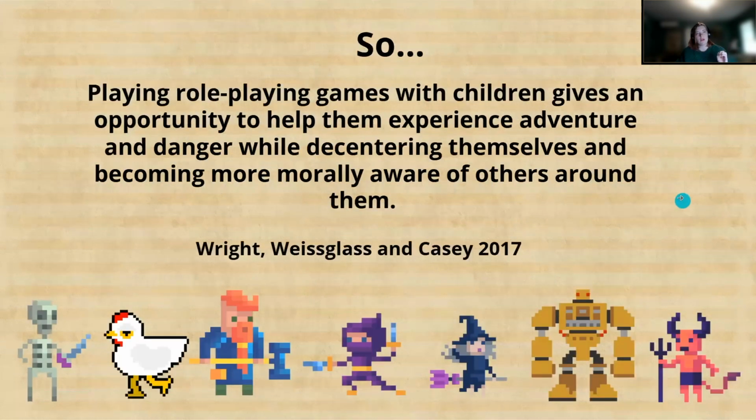So ultimately, I want to go back to that quote. Playing role-playing games with children gives an opportunity to help them experience an adventure and danger while decentering themselves and becoming more morally aware of others around them. And given that, we have a responsibility to be purposefully thoughtful about the way that we construct their fictional universe and the way that we teach them to interact with each other at the table. And by doing these things, this is how we start to deprogram.